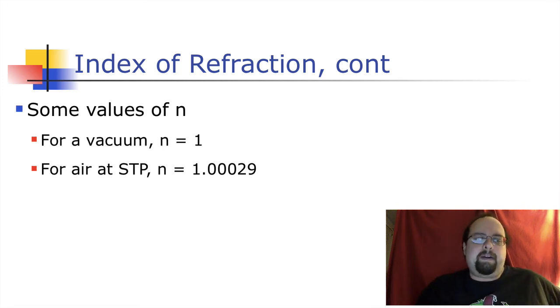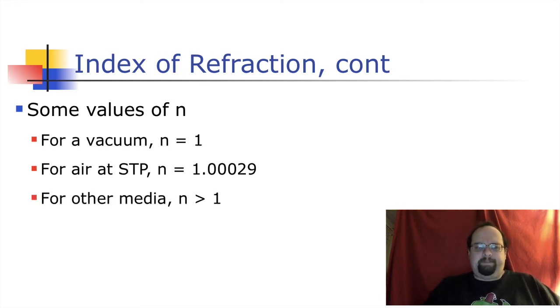The index of refraction is 1.00029 for air at standard pressure and temperature, right? If the density of the air gets higher, if the pressure got higher, you would change the index of refraction just by a little bit. But we're going to use 1 for air. Seldom do you need 5 significant figures for your answer, right? But all the other materials will be greater than that.